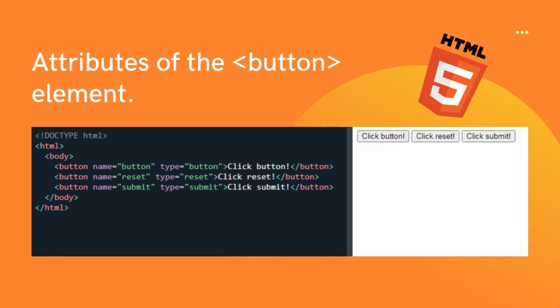Attributes of the button element. The name attribute specifies the name of the button. The type button attribute specifies the type of button. The type reset attribute specifies the type of reset. The type submit attribute indicates the type of submission.